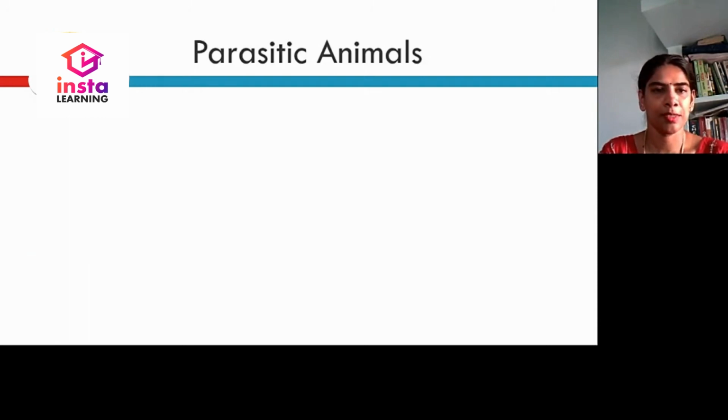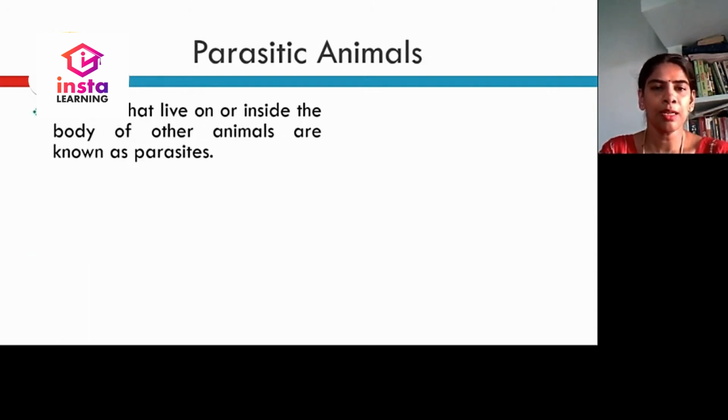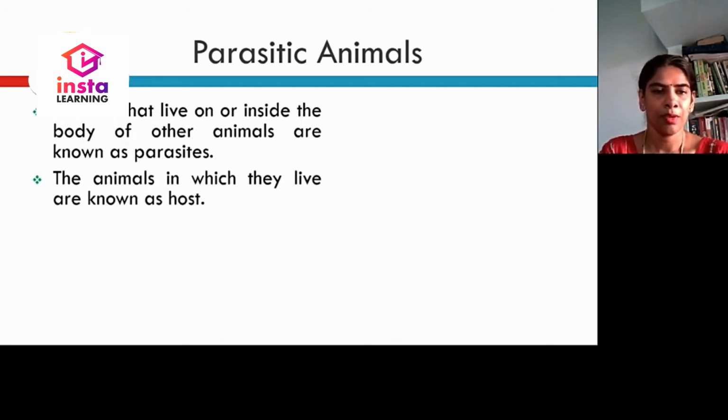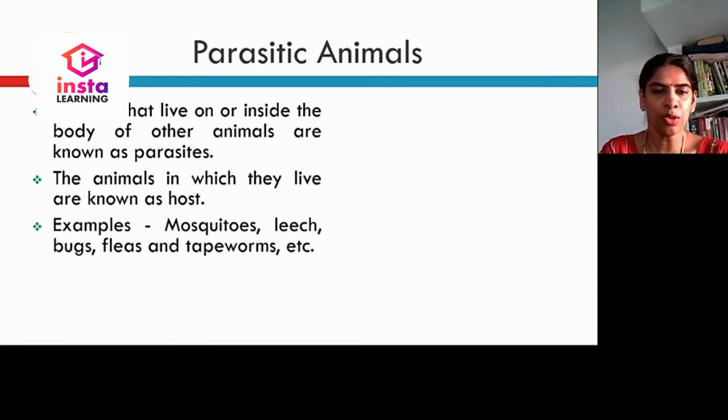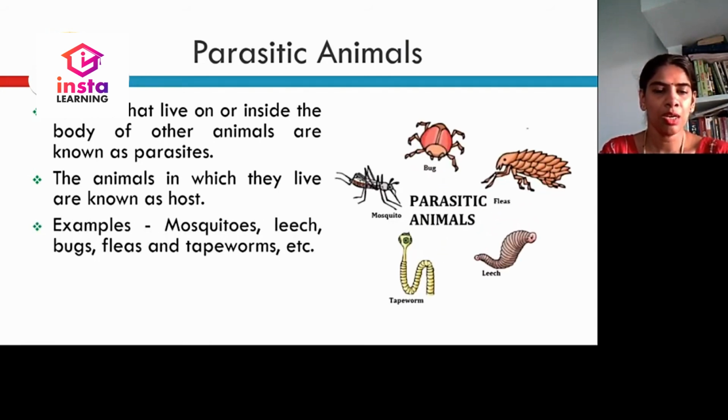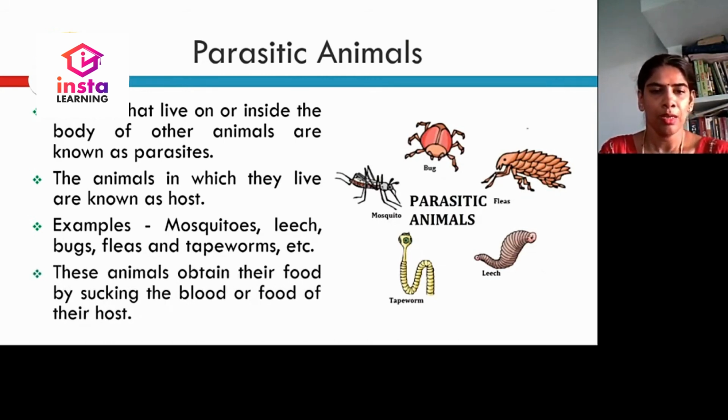Parasitic animals. Animals that live on or inside the body of other animals are known as parasites. The animals on which they live are known as hosts. It includes mosquitoes, leech, bugs, fleas, tapeworms, etc. These animals obtain their food by sucking the blood or food from their host.